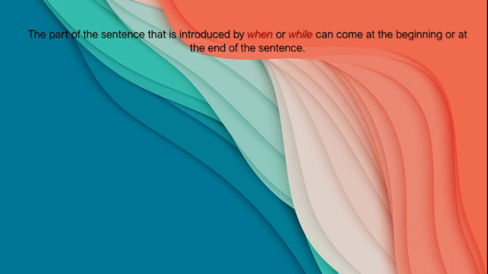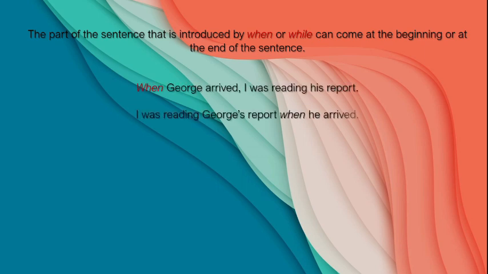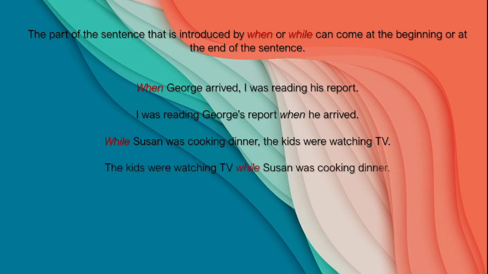The part of the sentence that is introduced by when or while can come at the beginning or at the end of the statement. When George arrived, I was reading his report. I was reading George's report when he arrived. While Susan was cooking dinner, the kids were watching TV. The kids were watching TV while Susan was cooking dinner.